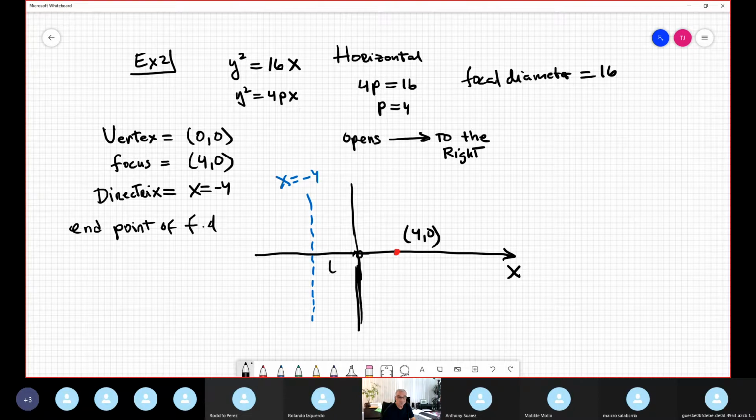This is the vertex 0,0. And the focal diameter is 8 and -8, in total 16. This point is the point 4,8 and this point is 4,-8. Entonces our parabola is like that.